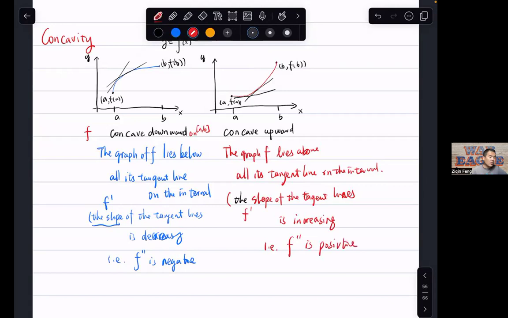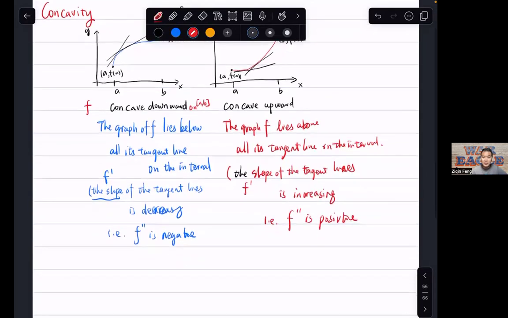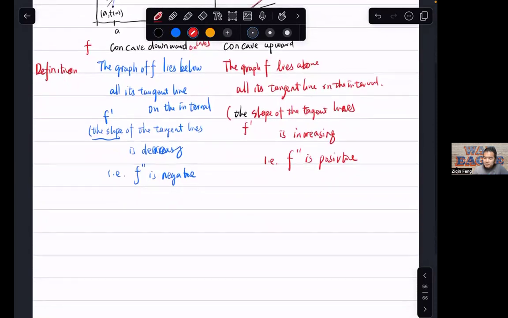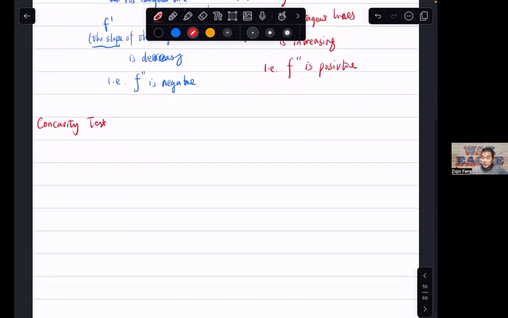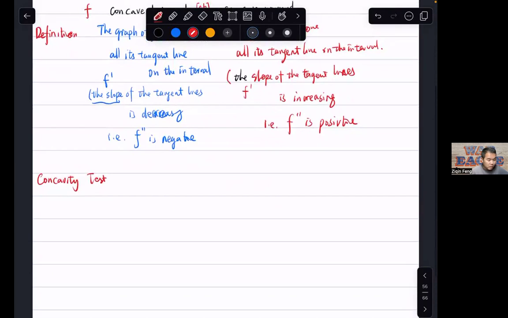So this is our concavity test. Let me write that down. These are our definitions: we have two definitions, concave upward and concave downward. And then we have the concavity test. How do we decide the function is either concave upward or downward?